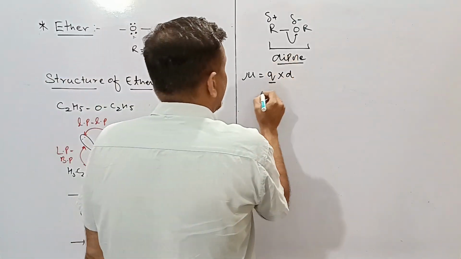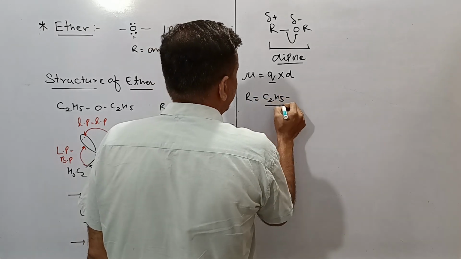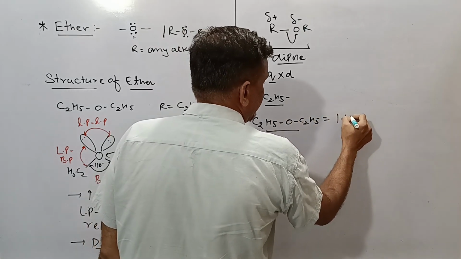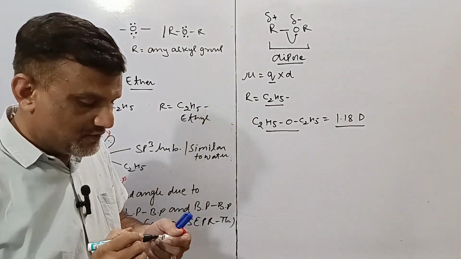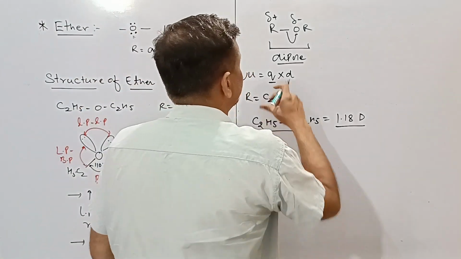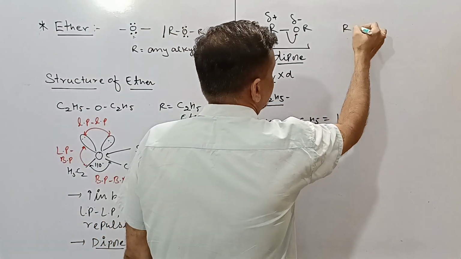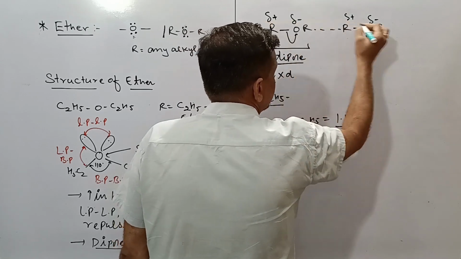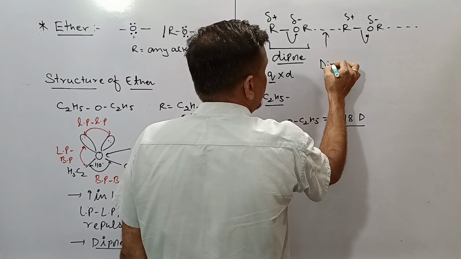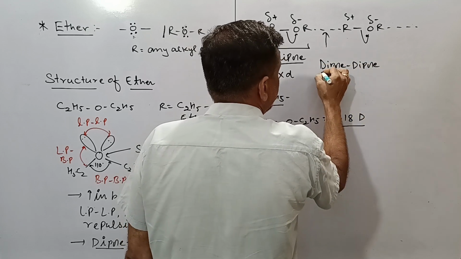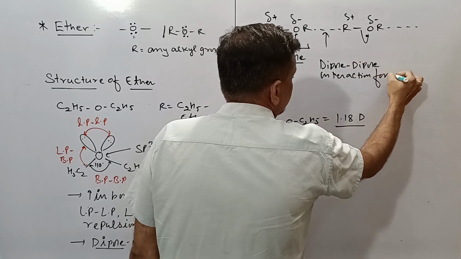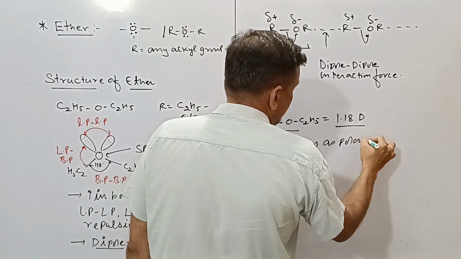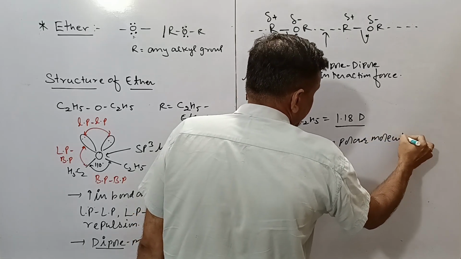If R is the C2H5 group, then it is C2H5OC2H5, and in that case the dipole moment will be 1.18 D. This is the important part, 1.18 D as the dipole moment. So between the molecules of ether, remember one thing, there is the dipole again, partial negative and partial positive charge. Here there will be one of the important forces between the molecules of ether, the dipole interaction force. That's why we can say that ether acts as a polar molecule.